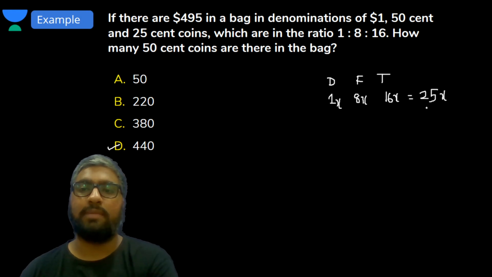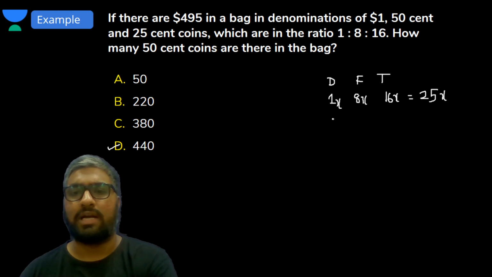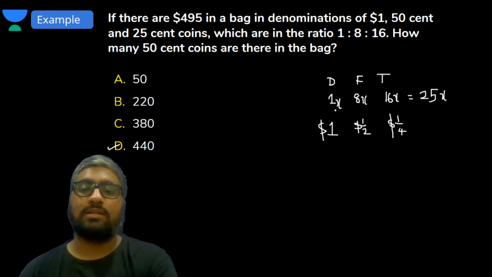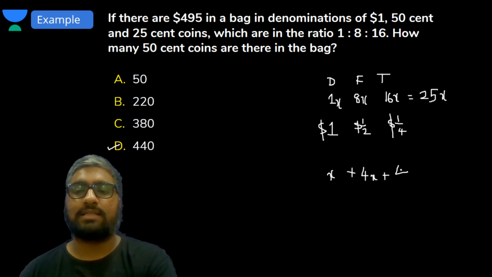But this would not be helpful. Why? Because these are of different denominations. This is of what denomination? $1. Now, 50 cents is half a dollar, and 25 cents is 1/4 of a dollar. Now what do you get? $1, and there are x coins of that, which means x, plus half dollar, 8x coins, which is 4x, plus 1/4 of a dollar and 16x, that is again 4x.